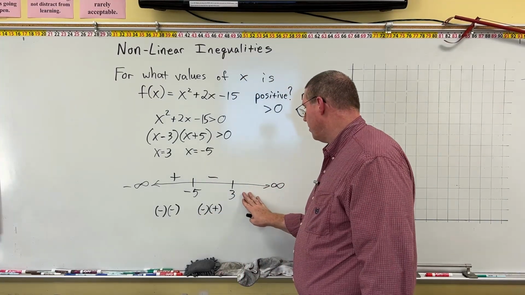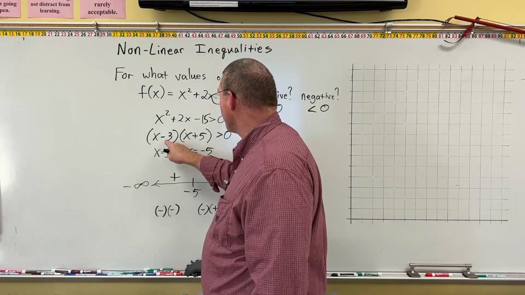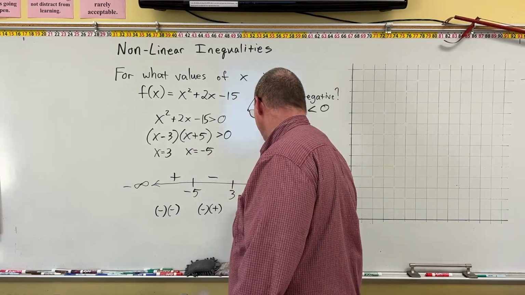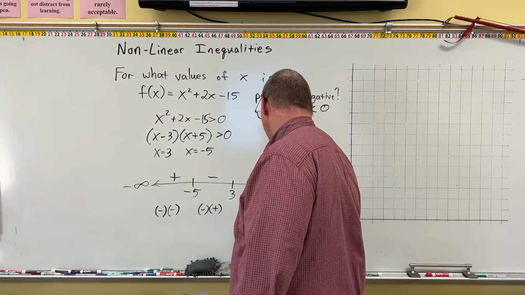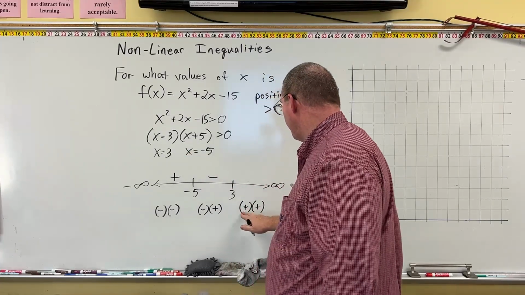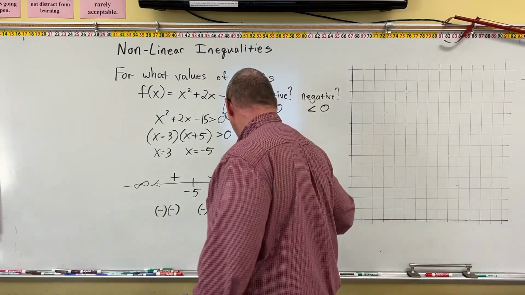Here I'm going to select a number larger than 3. Let's say 4. 4 minus 3 is 1, positive 1, so that's a positive number. 4 plus 5 is positive 9. That's also a positive number. And a positive times a positive is a positive. And now we have our sign chart.